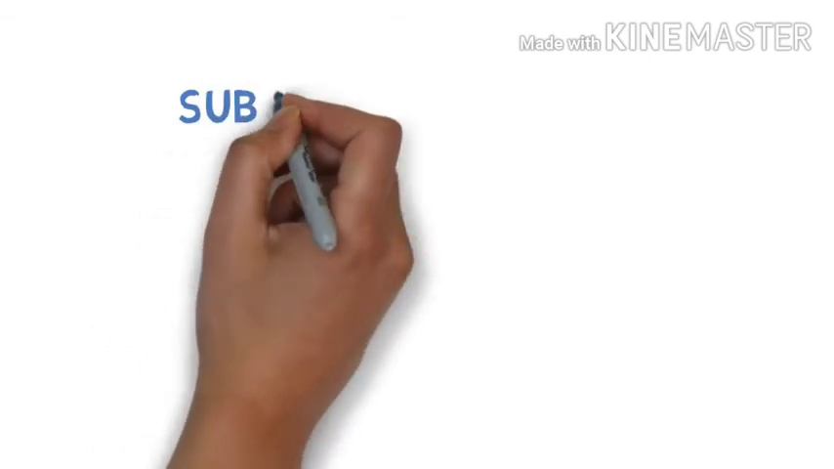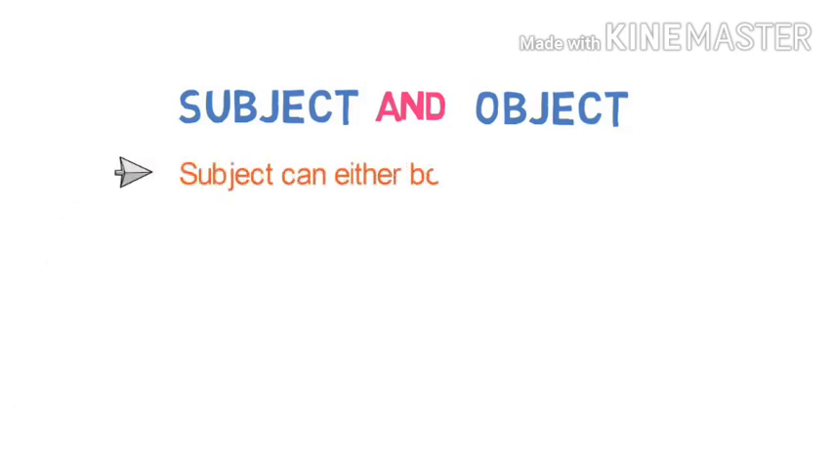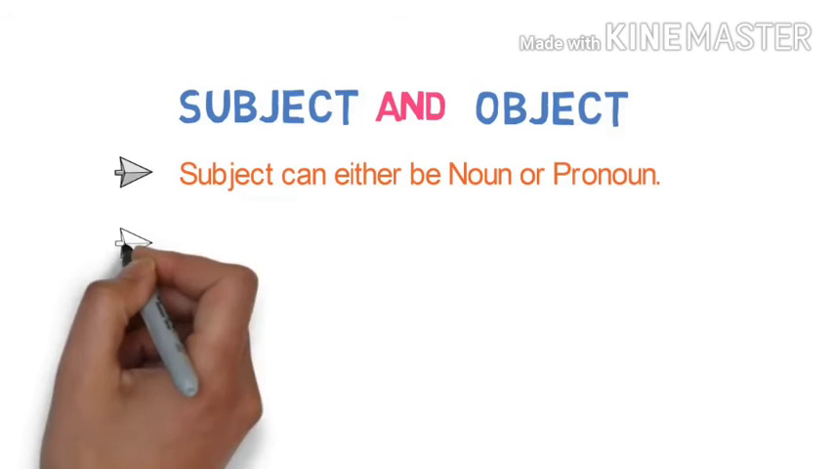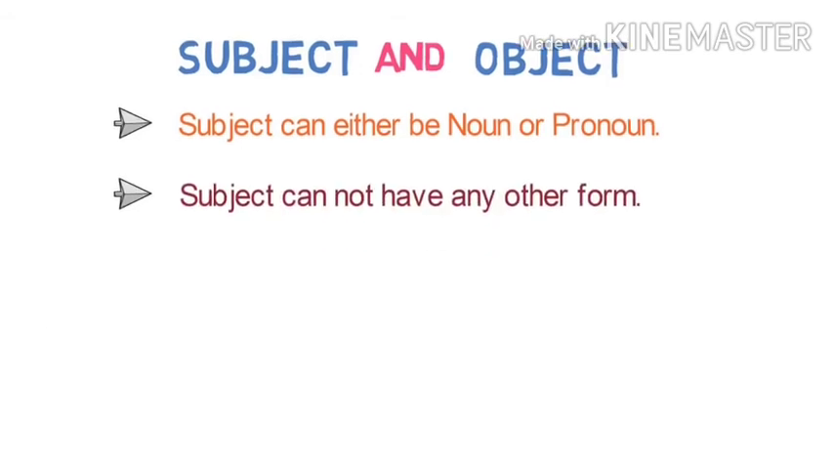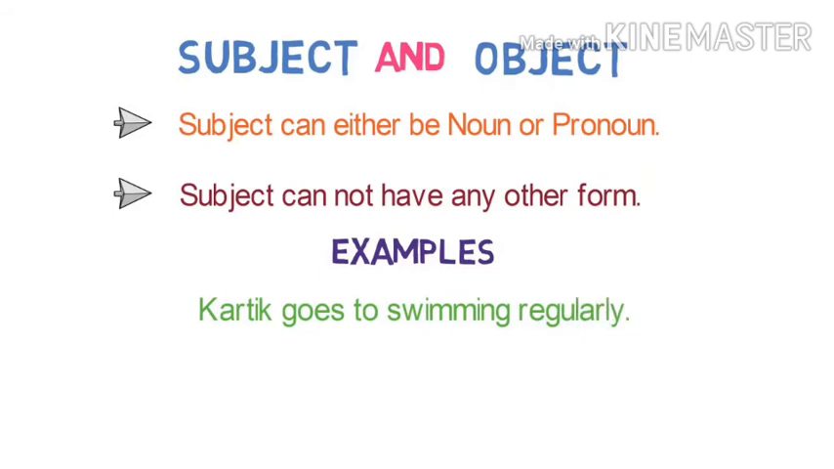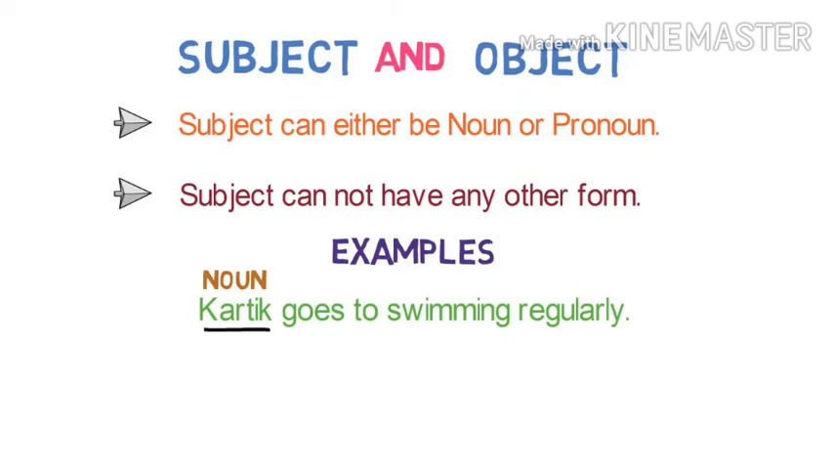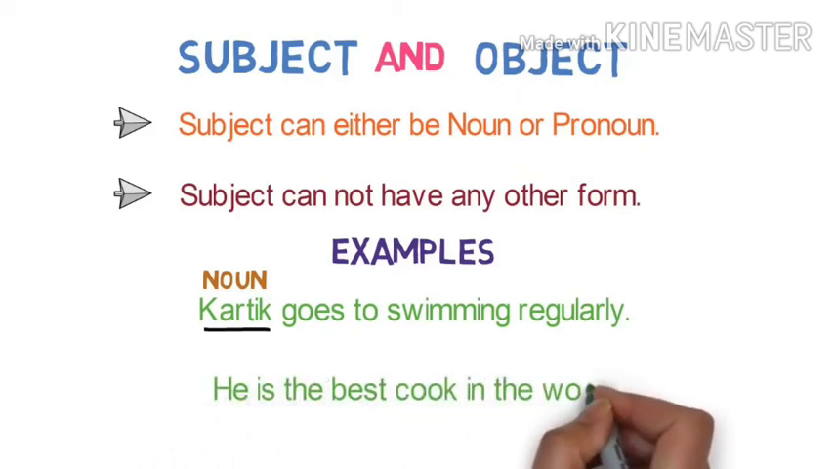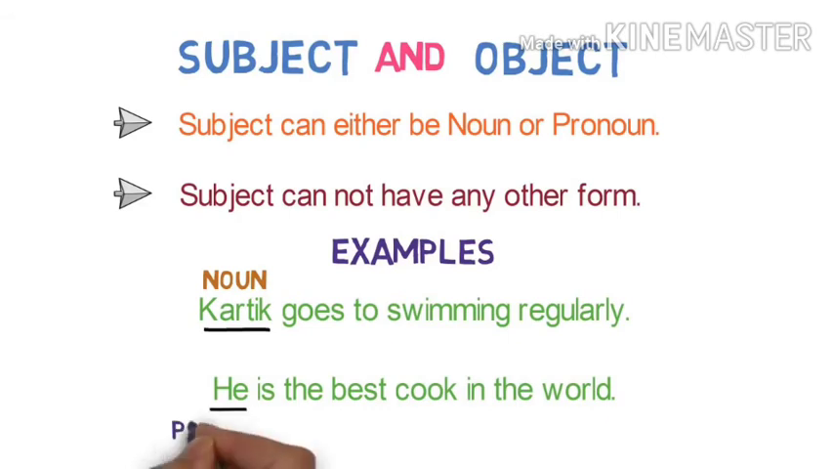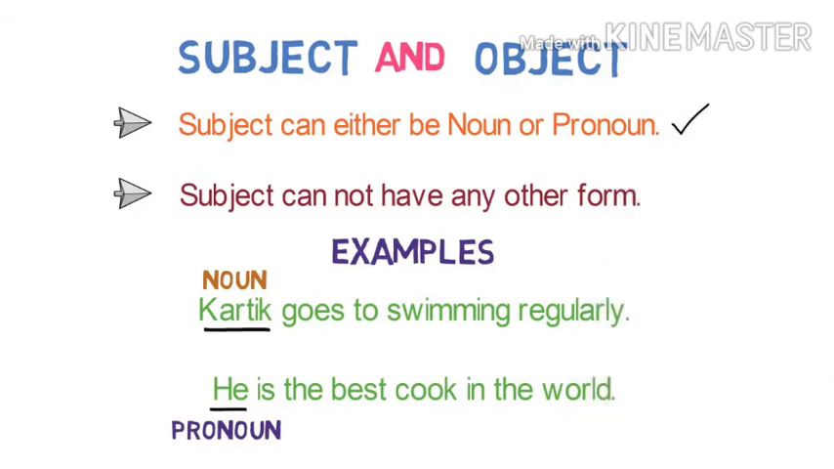In our video about subject and object, we discussed that in any sentence, the subject can either be a noun or pronoun. It cannot have any other forms. For example, Karthik goes to swimming regularly. Here, Karthik, which is a subject, is a noun. Let's see one more example. He is the best cook in the world. Here, he, which is a subject, is a pronoun. Now looking at the examples, we can say that the subject can either be a noun or pronoun.